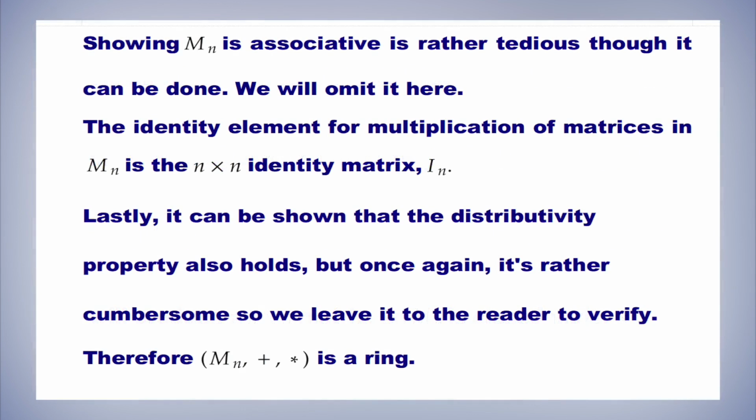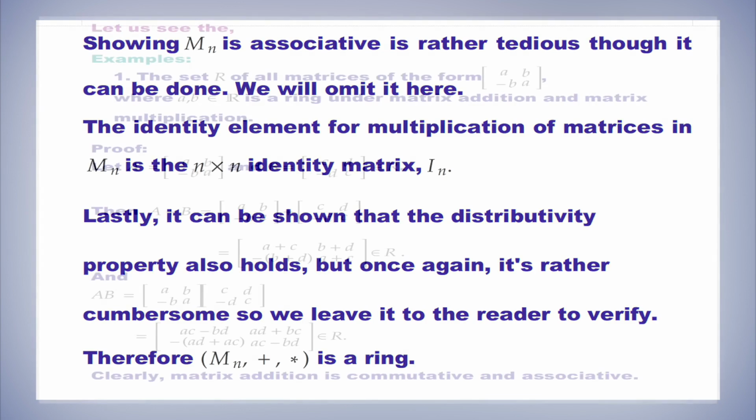Showing that Mn is associative is rather tedious, though it can be done. We will omit it here. The identity element for multiplication of matrices in Mn is the n by n identity matrix In. Lastly, it can be shown that the distributivity property also holds, but once again it's rather cumbersome, so we leave it to the readers to verify. Therefore, Mn under addition and multiplication is a ring.